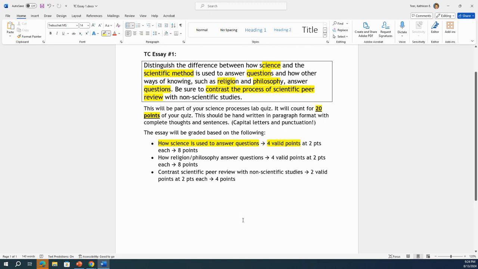Just by you simply saying something like that, science answers questions by testing or experimenting to answer questions, that right there would be 1 valid point. So that right there would be worth 2 points. Okay? Now, there are going to be some articles that are going to be posted on Google Classroom.